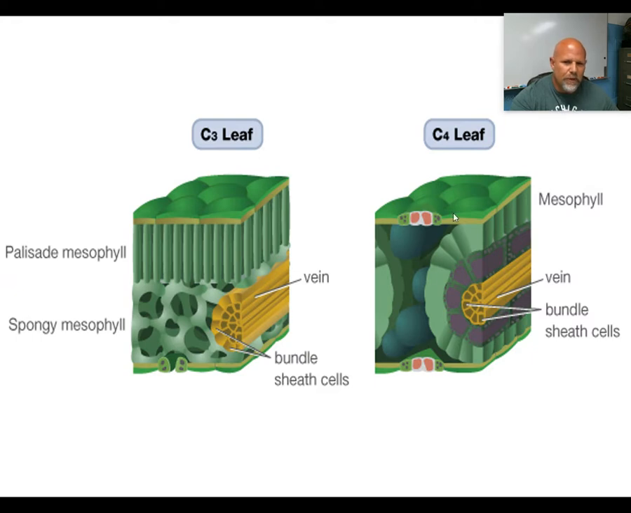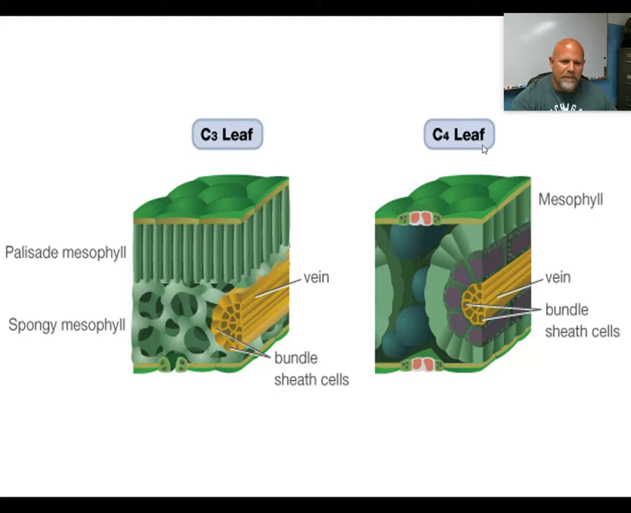So, first off, we have a C3 plant. C3 plants have a different setup in the middle. They have an epidermis on the outside, and then a palisade layer where they do most of their photosynthesis, and a spongy layer where gas is exchanged really easily, and then a vein that comes in and brings water from the ground into the leaf for photosynthesis.